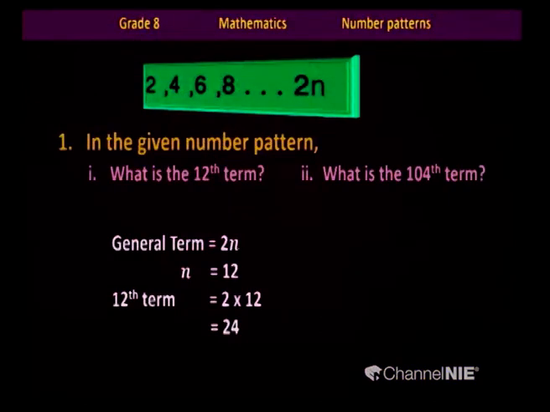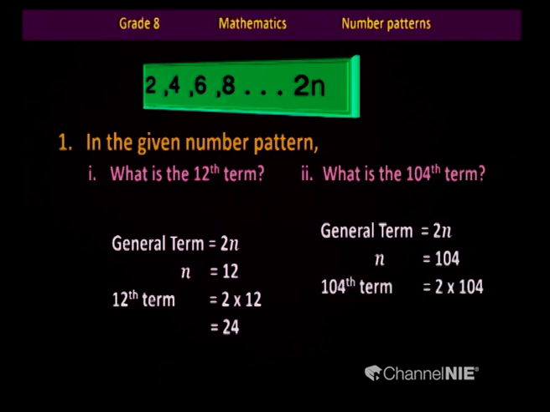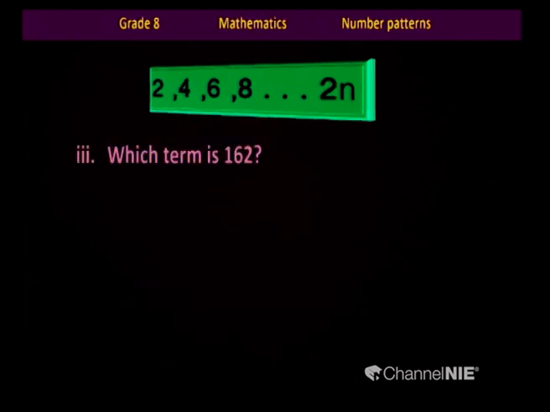Then the second question. What is the 104th term? Once again, we have to know the general term, that is 2n. In this case, n equals 104. Why? We need to find the value of the 104th term. Therefore, we can easily get the 104th term by substituting the value of n. Therefore, it becomes 2 multiplied by 104. So, the answer is 204. Right. We will move on to the third part of the question.